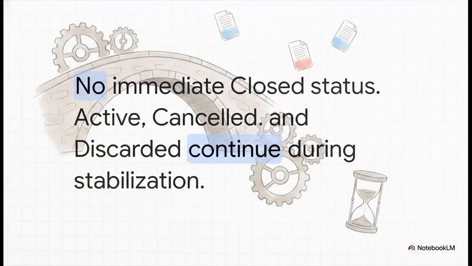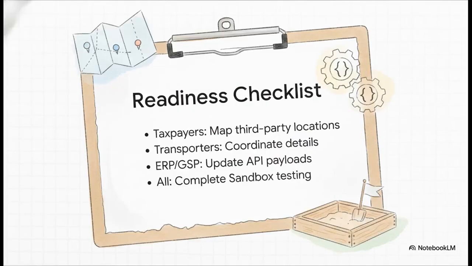But hey, don't panic just yet. They've baked in a transition phase. Right at the rollout, the APIs won't actually spit back a separate close status or close date. The old framework of active, canceled, and discarded is sticking around for now. Plus, post-closure actions like updating vehicle details or extending validity will temporarily remain unlocked just to keep supply chains moving while everyone adjusts. So let's wrap this up with a concrete, actionable checklist.